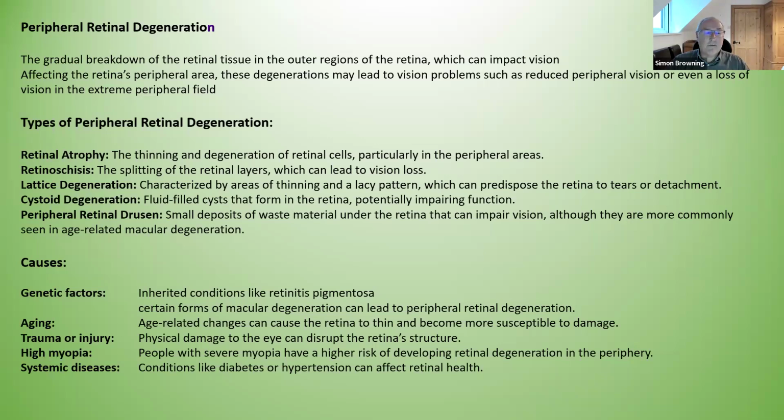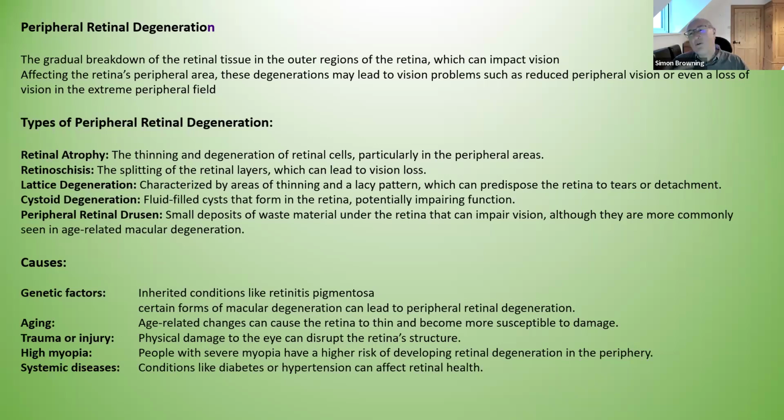Cystoid degeneration and peripheral retinal drusen. Small deposits of waste material underneath the retina. They can impair vision, obviously with macular degeneration, but those peripheral changes can also be highly significant as well.